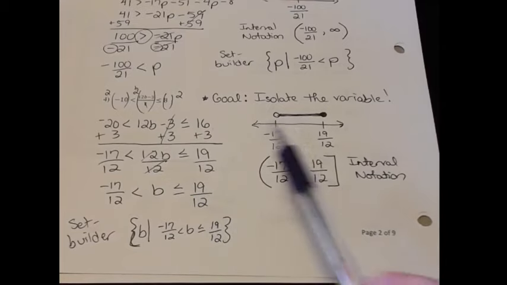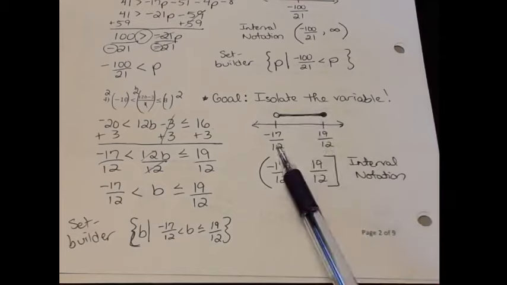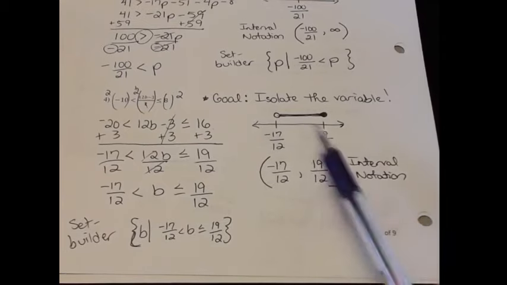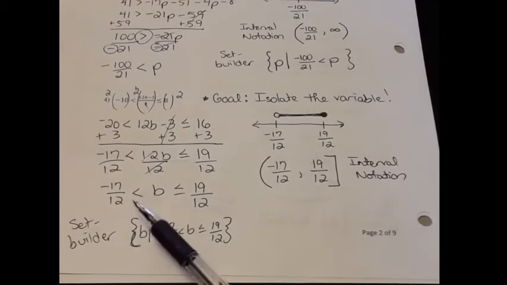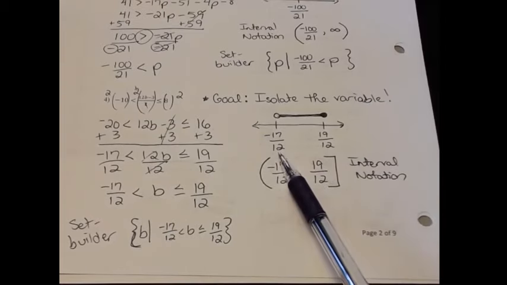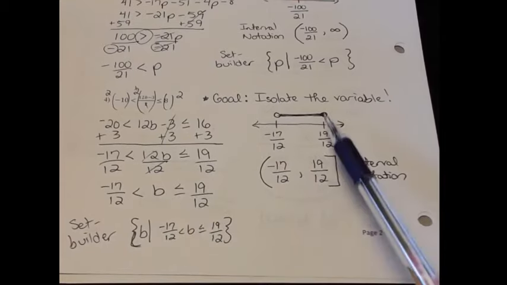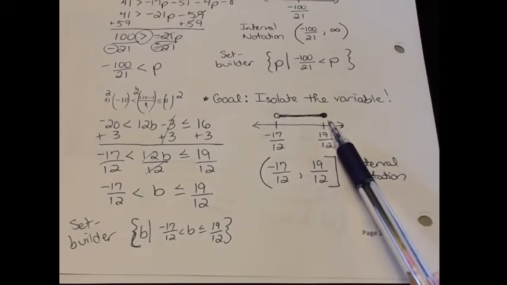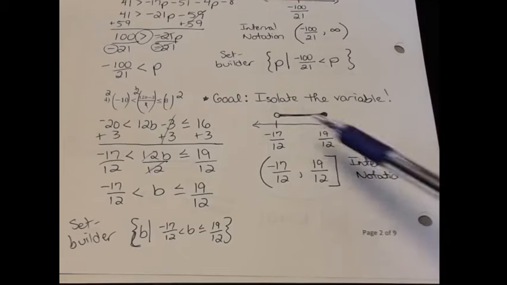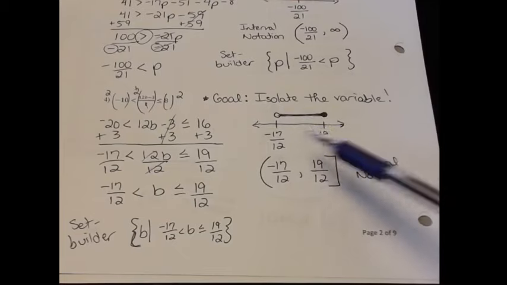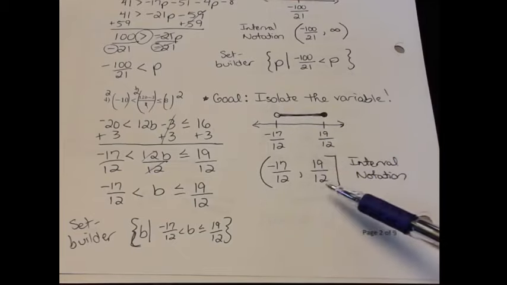The next thing we did is we drew this on a number line, where our critical values are our two results here. We notice because of my less than symbol that we're going to have an open circle over the -17/12. We see here less than or equal to, so equal to means closed circle, so I close it right above the 19/12. The next thing we're going to do is write this interval in interval notation.